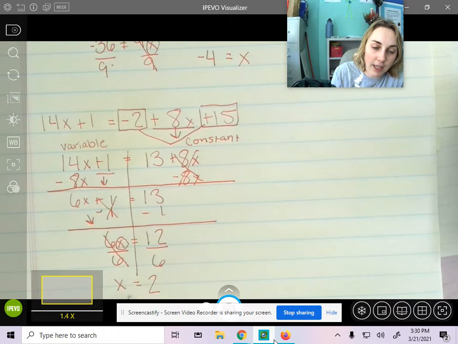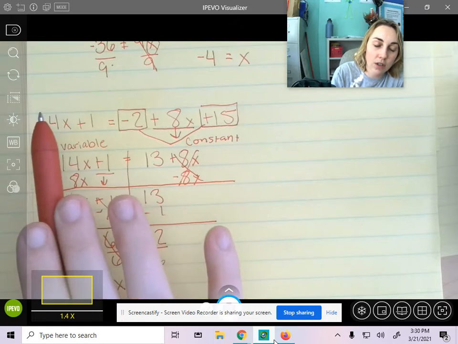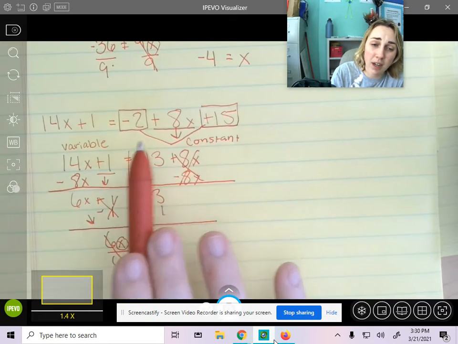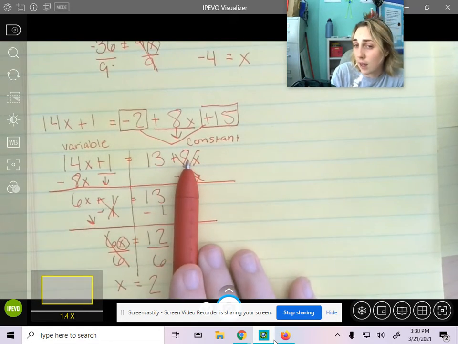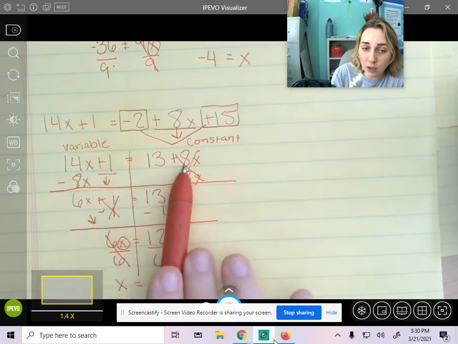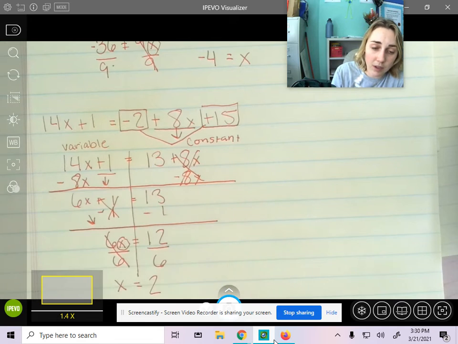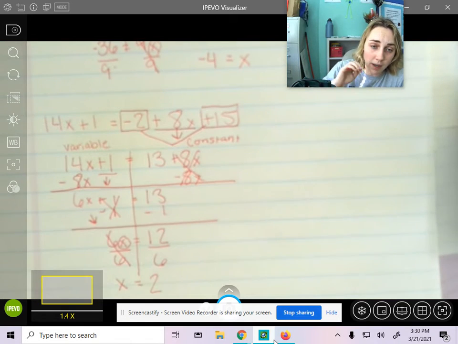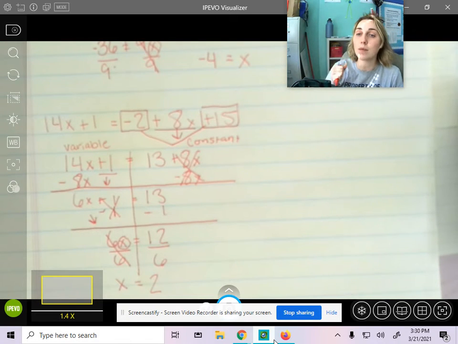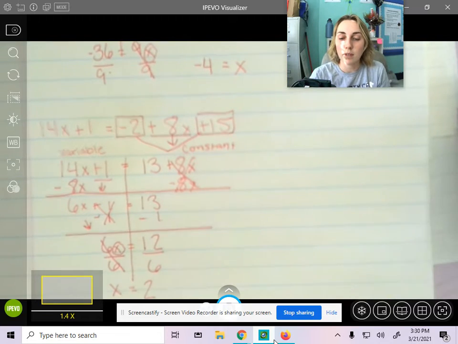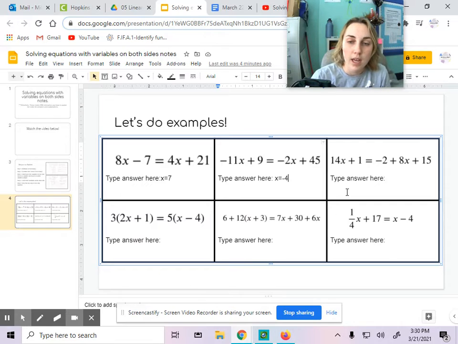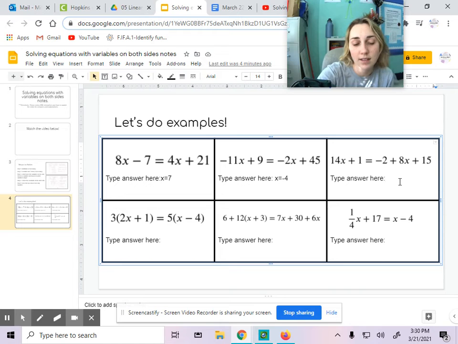And again, if I wanted to check that, I could plug that into my original equation, or I could put it into this one too. After you combine like terms, you can put it into this equation. It'll be the same answer. But 2 would be your answer if I plugged it into either of those equations. So I am good to go. So I'm going to go back to my notes. I'm going to say in this case, x was equal to 2.